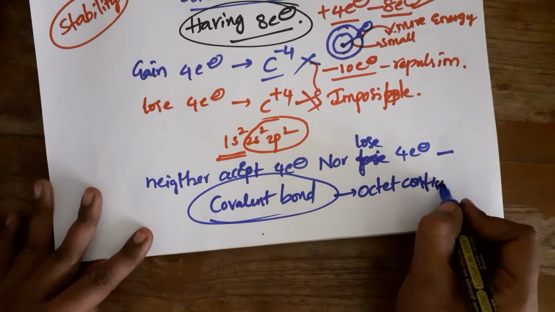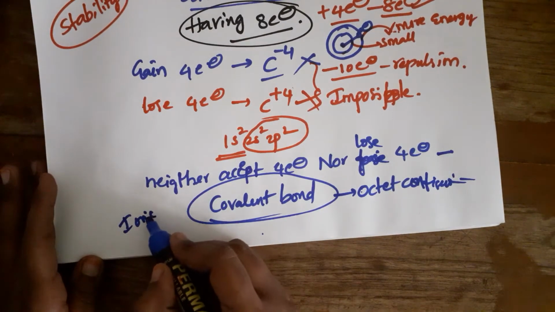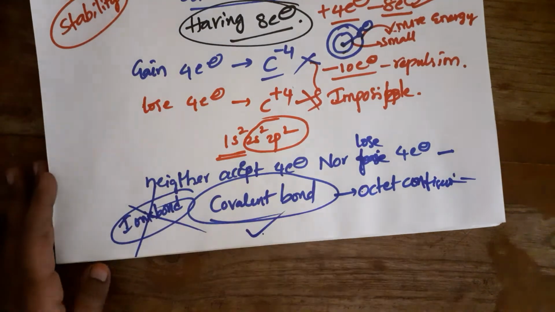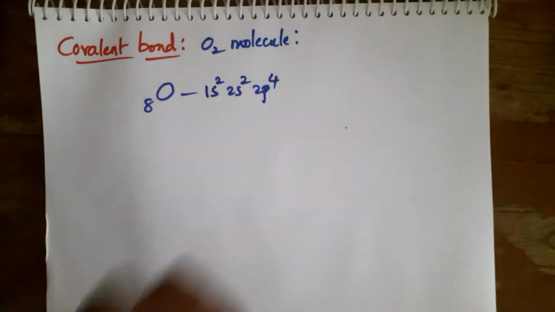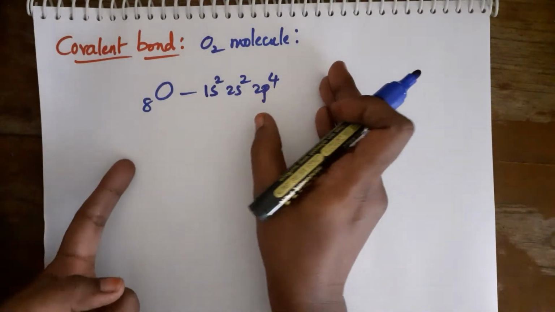This is very, very important. It does not get involved in ionic bonding; it is involved only in covalent bonding. What is a covalent bond? By explaining an example, I can give the definition.